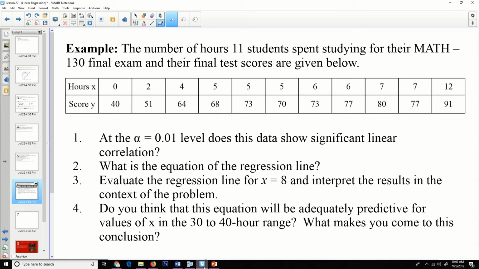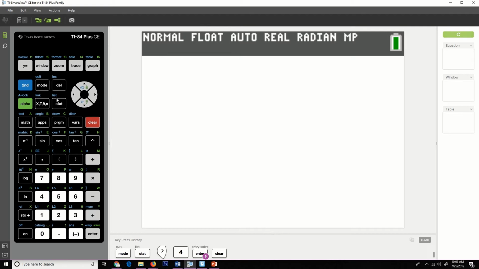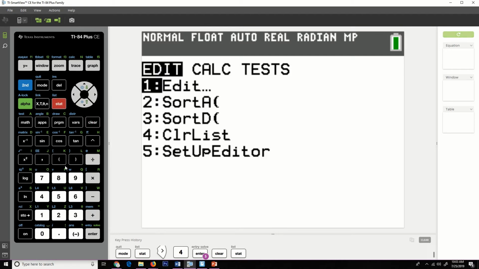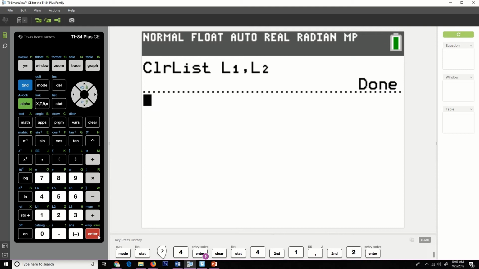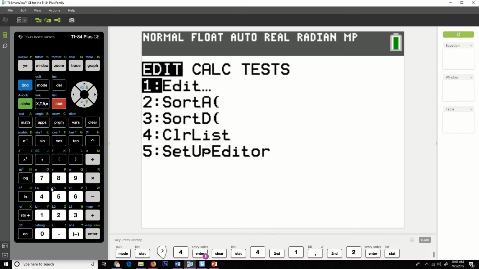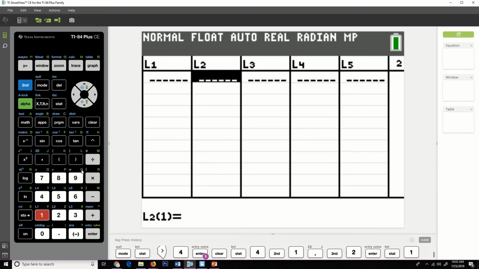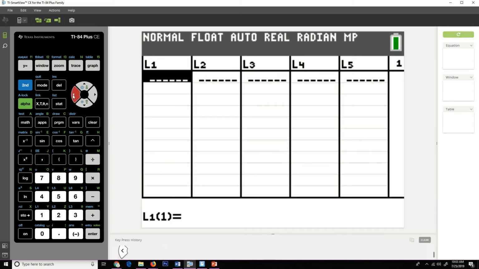Okay, so the first thing that we're going to do is we're going to go to our graphing calculator, and we're going to enter this data. And when I do that, I'm going to hit the stat. And since we're entering new data, we want to clear out the list. So 4, second, and then 1 for L1, comma, second, 2 for L2. We'll hit done. And then we're going to enter our data here. So we got to hit stat, and then 1 for edit. And then in this first column, we're going to put the x value.